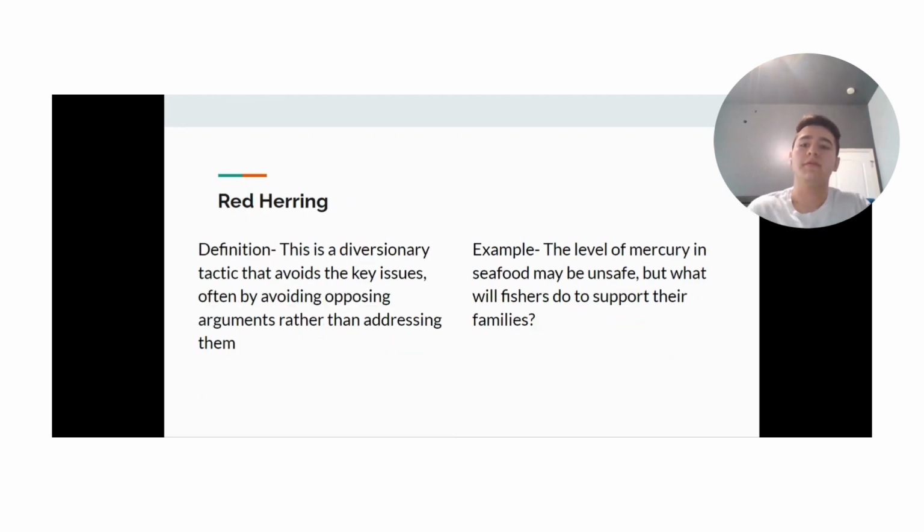Next fallacy I chose was red herring. This is a diversionary tactic that avoids the key issues, often by avoiding opposing arguments rather than addressing them. My example was that the level of mercury in seafood may be unsafe, but what will fishers do to support their families?